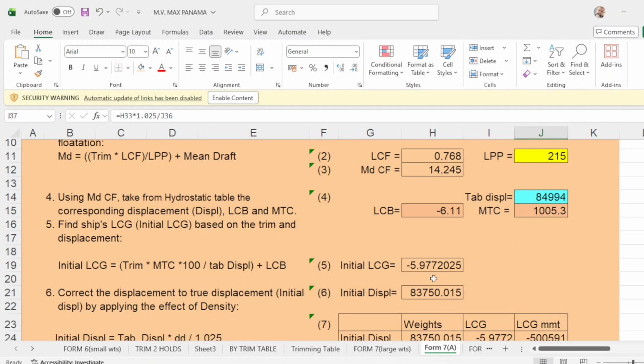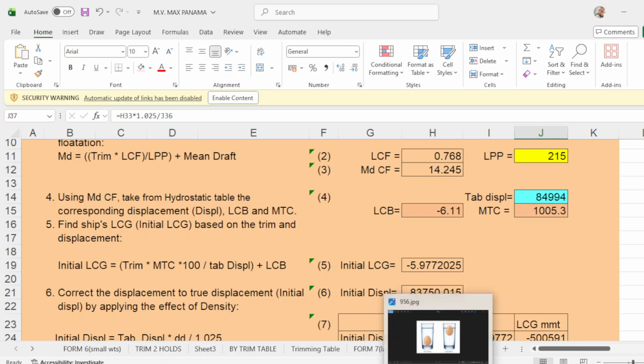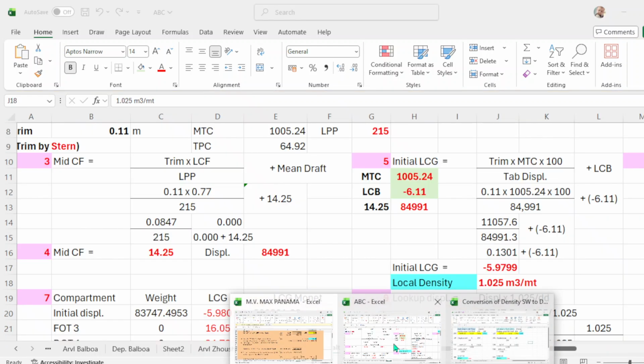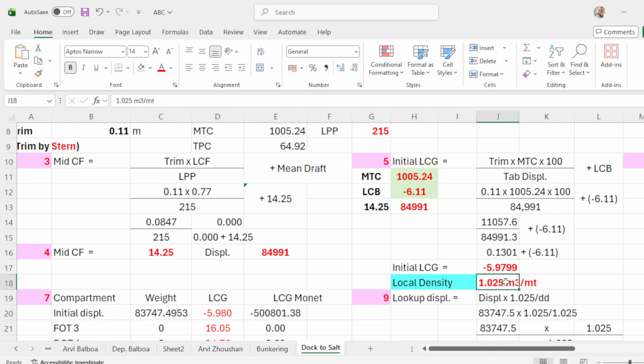The program is negative 97720, and I got 97. So this is already 9. If you run it up, that will be negative 598. Okay.